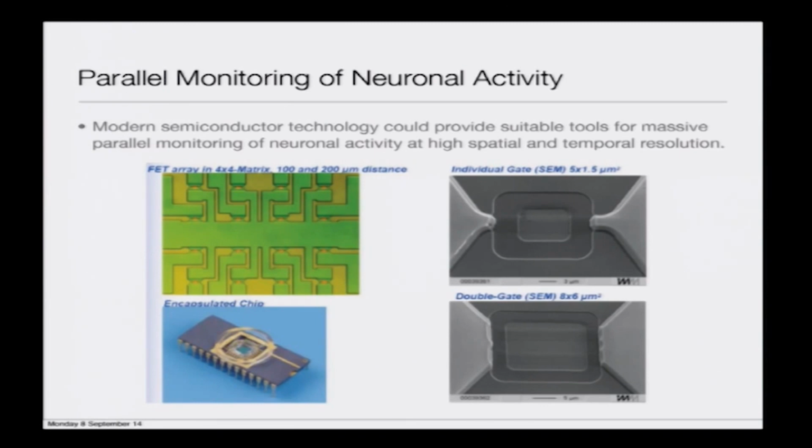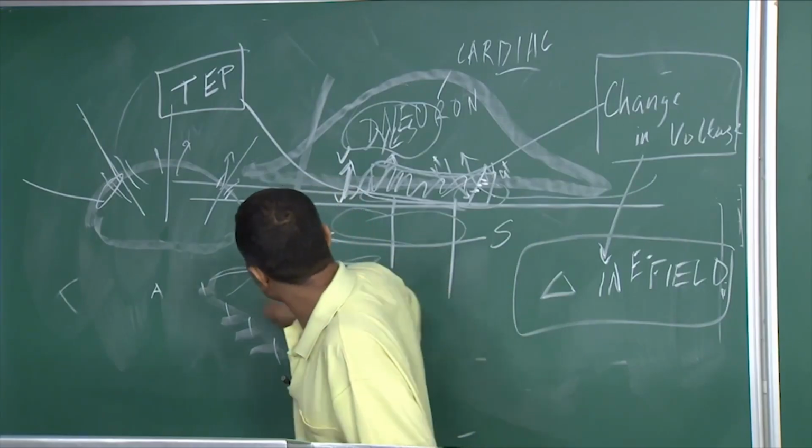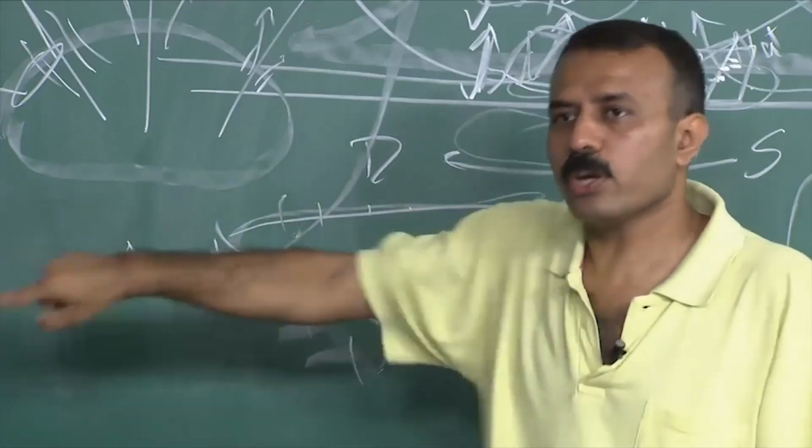The modern semiconductor technology could provide a suitable tool for massive parallel monitoring of neuronal activity at high spatial and temporal resolution. Why is it high temporal and spatial resolution? Because you could get recordings both spatially as well as temporally over a period of time.